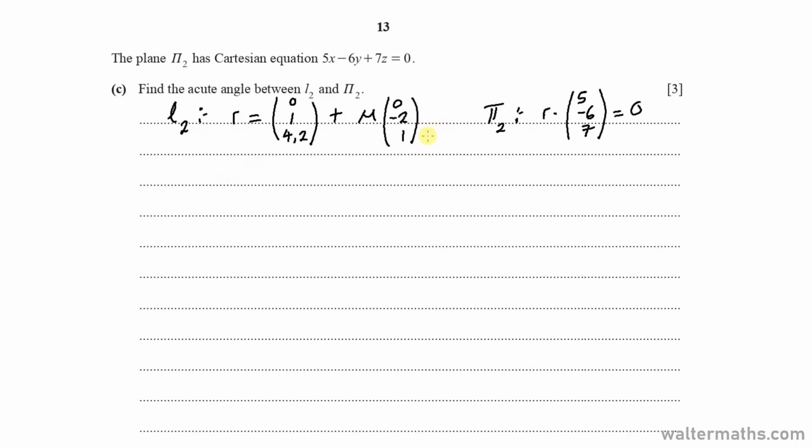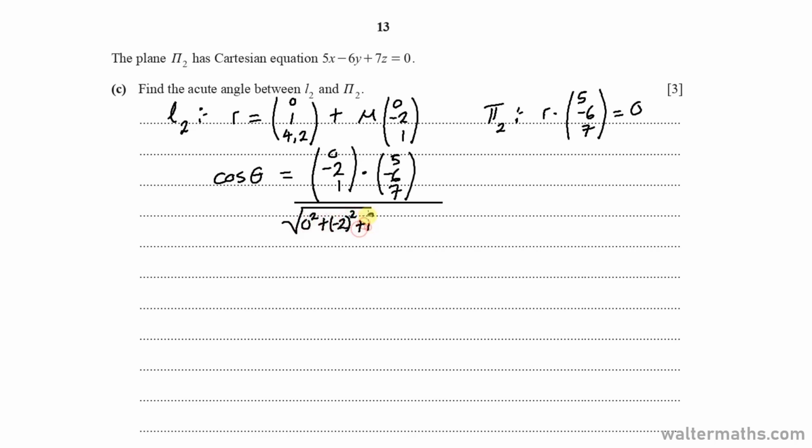Now first, I'll need to find the angle between the line L2 and the normal to the plane pi2. So I'll get that by cos of theta is equal to the direction of L2, that's (0, -2, 1), dot the normal to plane 2 direction, that's (5, -6, 7), and it's over the square root of 0 squared plus (-2) squared plus 1 squared, times the square root of 5 squared plus (-6) squared plus 7 squared.